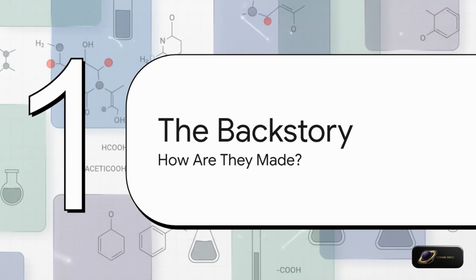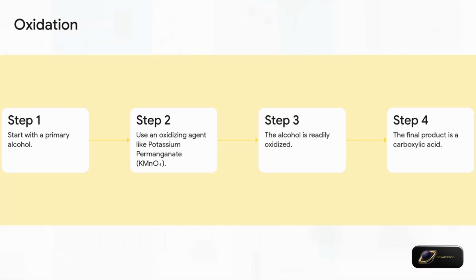So we know what they look like, but where do they come from? Let's take a look at a common origin story for how these molecules get made in the first place. One of the most common ways to make them in the lab is through a process called oxidation. You start with something called a primary alcohol. Then you bring in a chemical heavyweight, a strong oxidizing agent, like potassium permanganate. This stuff basically encourages the alcohol to react, and when it does, it gets oxidized, and voila, it transforms into our carboxylic acid. It's a really fundamental, kind of elegant reaction.